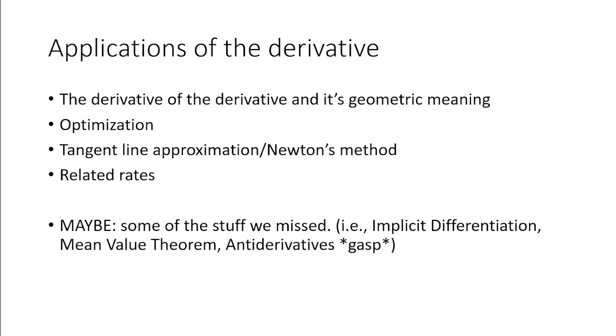Optimization problems are classic calculus problems, very applicable to real life. Learn them now, and be good for the rest of time. Tangent line approximation and Newton's method, practically the same, and related rates. And maybe later, some of the stuff that we missed, like implicit differentiation, the mean value theorem, and antiderivatives, aka indefinite integrals. Ooh, that might be the start of a new series.